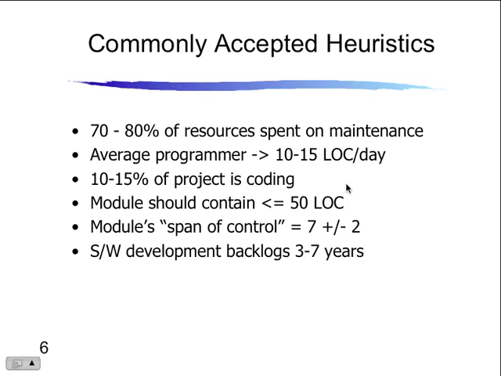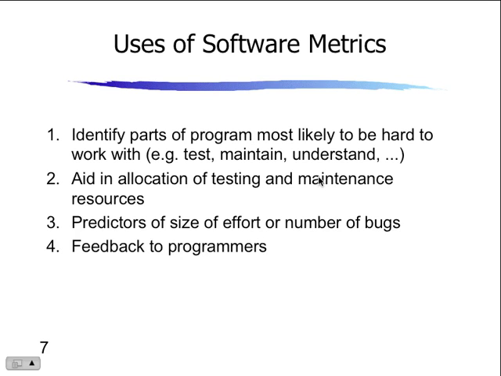Modules should contain less than or equal to 50. That's outdated. Span of control, outdated. So that's why I'm saying a lot of these statistics are outdated, because programming languages have changed. We have object-oriented languages now. 2 lines of code gives you half the program. I don't know, not really, but it can give you a lot more than it used to.